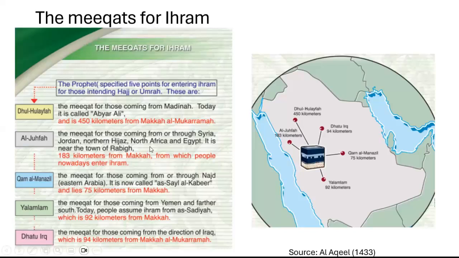This is the furthest mikat away. Then you have Al Jufa, 183 kilometers, for those coming from Hijaz, not Africa, Egypt. Now it's called Rabi, near the town of Rabi. Then you have Yalamlam, 92 kilometers, for those coming from the south, from Yemen or further south. So now people assume the Iran as Sadia, 92 kilometers from Makkah. These are the 5 mikat, and they were appointed.